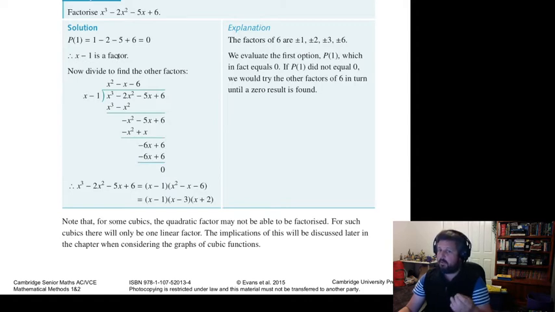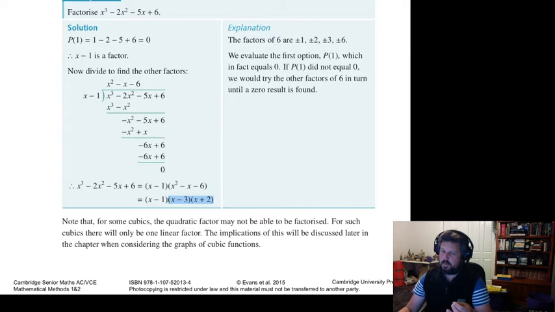Okay, now the good news is once you have one of those factors, you can then go ahead and do the process of long division to find out what those other factors are. So here we've gone through, we've got the quadratic. Once you have the quadratic, you can factorize this quadratic, x squared take away x take away 6. It factorizes to x take away 3, x plus 2. So these are the other two linear factors.